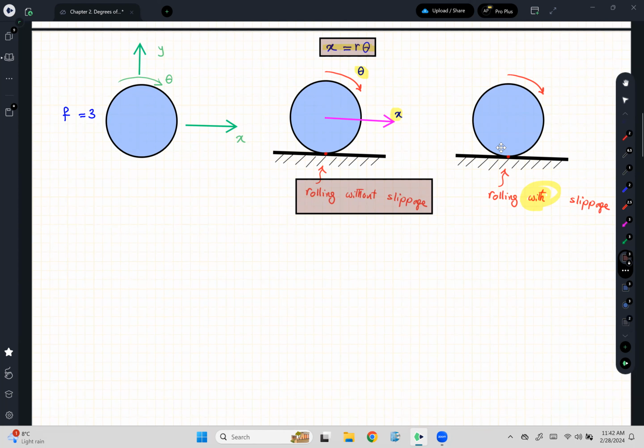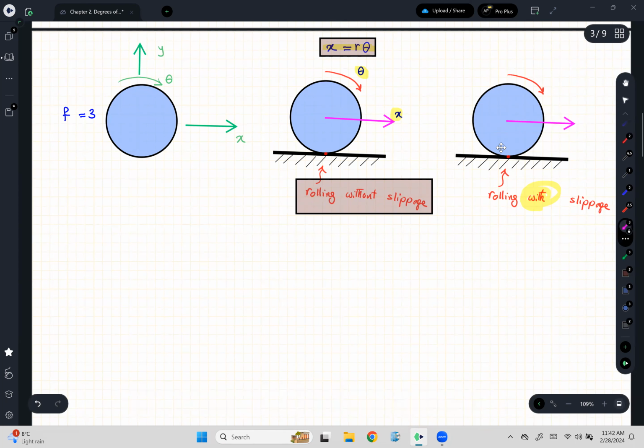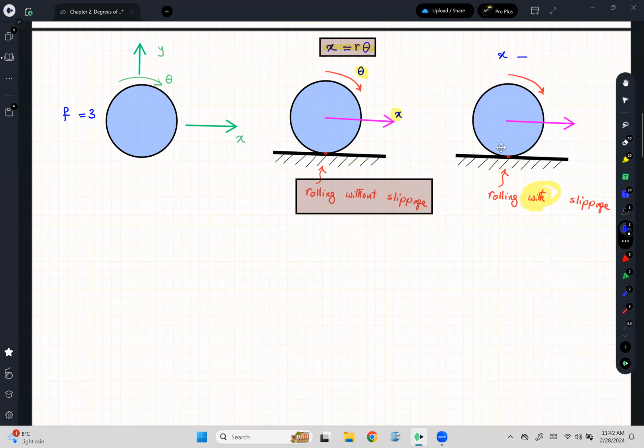What about the other scenario? Unfortunately, here X is not equal to R theta. This is X and this is theta. And again, we're going to come back and we're going to prove that. But for now, let's just accept it from me. So it's not equal. Okay?